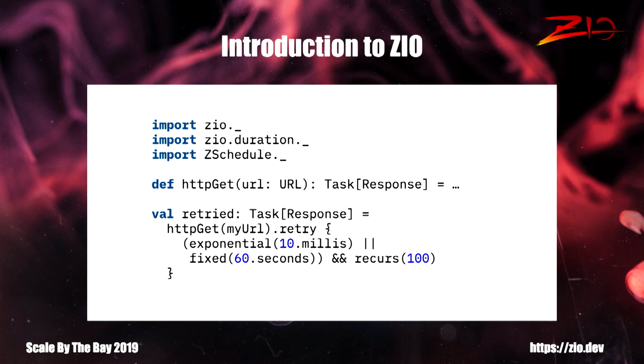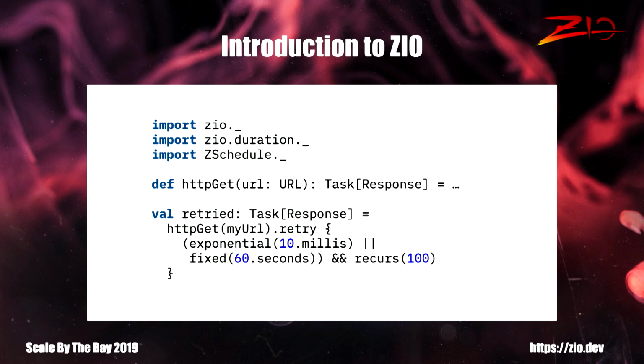In this bit of code, we have this HTTP GET method that for a given URL gives us back a task of a response. And maybe we have this particular URL that's kind of flaky and we need to retry it a bunch. So what we could do is we could call this retry method on effect, and we can pass it a schedule, a retry policy that tells us how we want to retry that. And we're going to get back a new task, a new effect, that's going to execute the other one according to the specified retry policy.